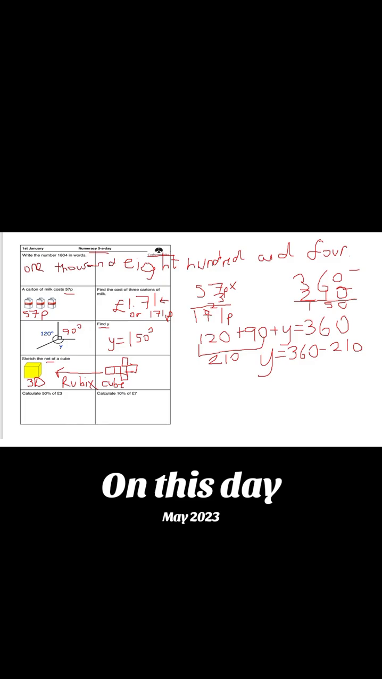Next question, calculate 50% of £3. Well, 50% means divided by 2. So half of £3 is equal to £1.50. It is equal to 1.5, but obviously I can write it in pounds and pence, so £1.50, or again 150 pence. Either answer will suffice. The last question, calculate 10% of £7. Well, 10% of any quantity means divide it by 10. So £7 divided by 10, I get 0.7 of a pound, or I can write it as 70p.